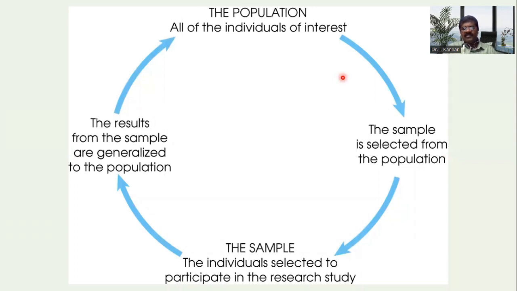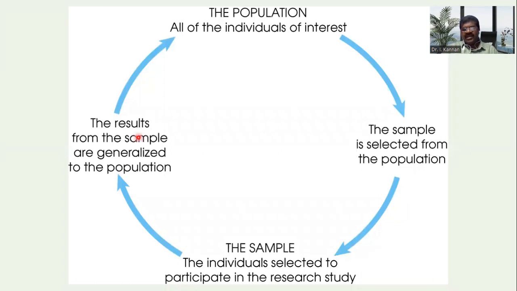But the thing is that you cannot select all the individuals from the population for your research study, because it's highly impossible because of the time constraint. You also cannot spend so much money to do the research in the entire population. So normally a researcher will draw a sample from the population. You select the sample based on different criteria, and this sample will be subjected to the research study, and you will generate the data.